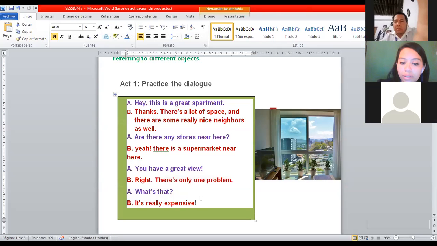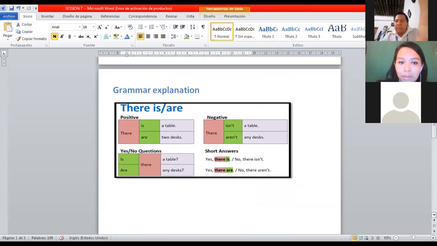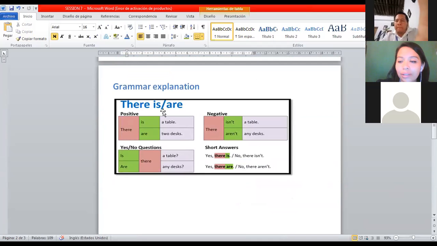Okay, so there is, normally lo utilizamos para describir, all right? So over here we have there is and there are, okay? There is singular. For example, there is a table. Hay una mesa, okay? There are two desks, okay? Hay dos escritorios, for example. There is para uno, and there are es para dos o más de dos, all right? Estoy diciendo lo mismo, I'm saying hay. When I say there is a table, hay una mesa. There are two tables, hay dos mesas. The difference is only there is going to be singular and there are is going to be plural. All right?